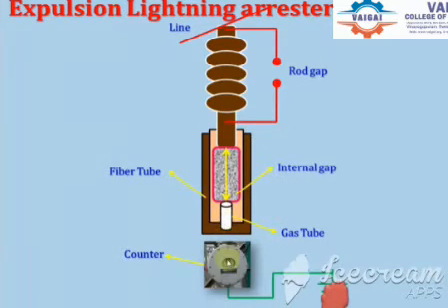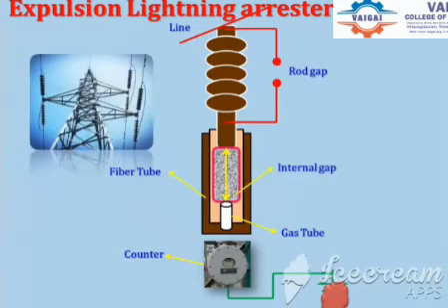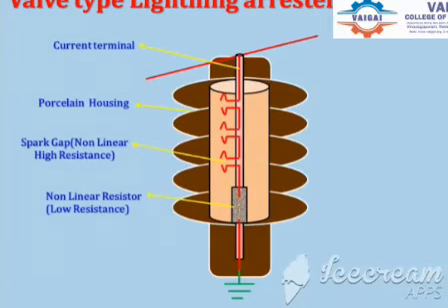The counter is used to display the number of times lightning occurs in the transmission line. So we can find out the number of lightning counts. Expulsion lightning arresters are used in transmission lines from 33 kilovolt up to 230 kilovolt. Then, the valve type lightning arrestor.